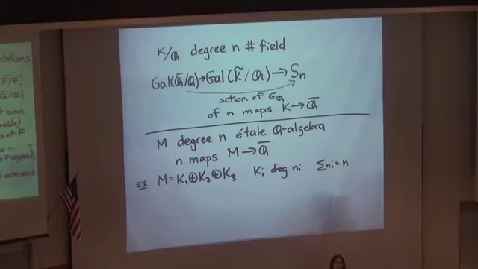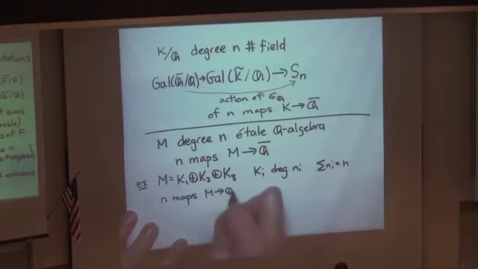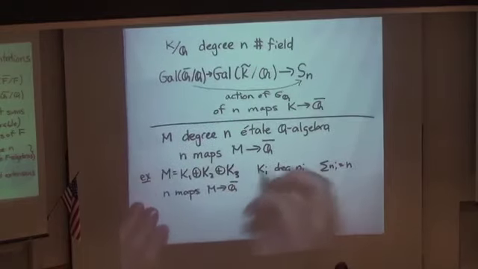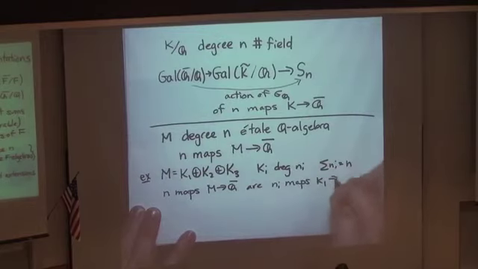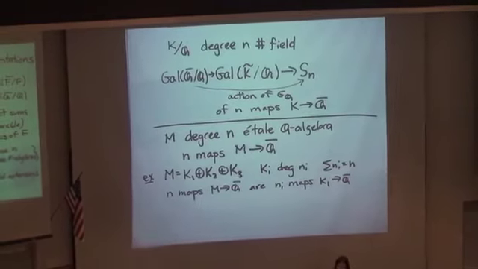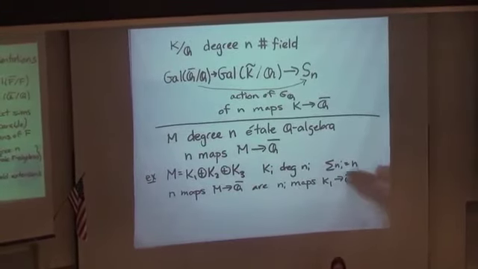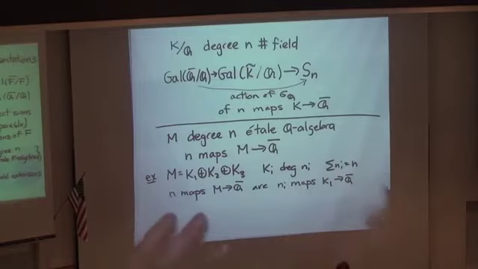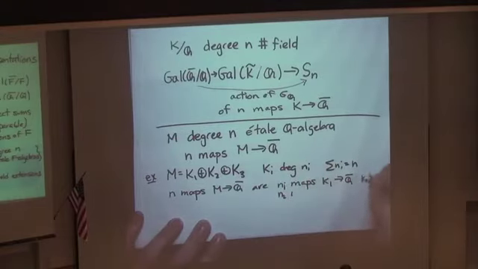And here, what are the N maps? The N maps from M to Q bar. Well, there are the Ni maps from K1 to Q bar, because K1 is a degree Ni number field, so it has Ni maps into Q bar. Right, you take a generator, we did this before where we wrote the field as Q adjoin theta for some generator theta, and then you can just map theta to each of its conjugates in Q bar. And then it sends K2 and K3 just to 0.